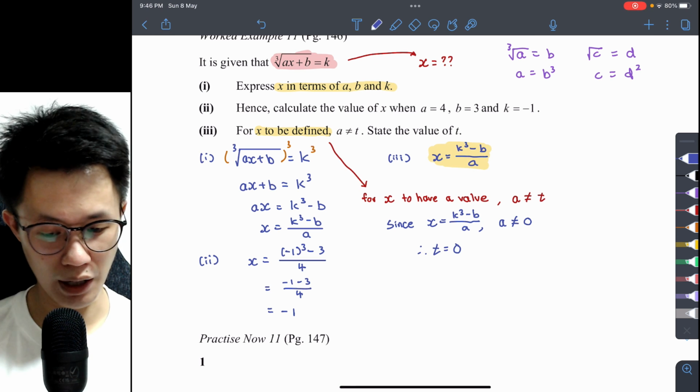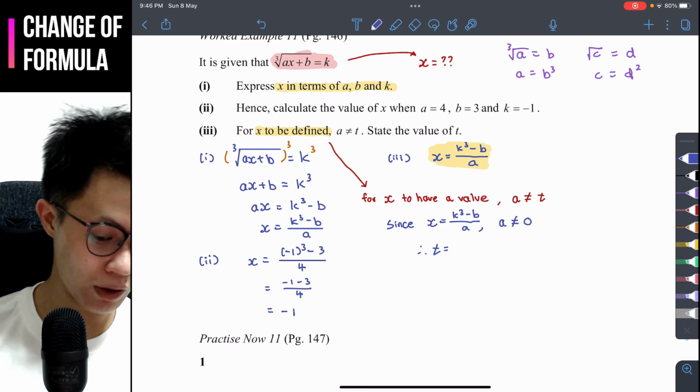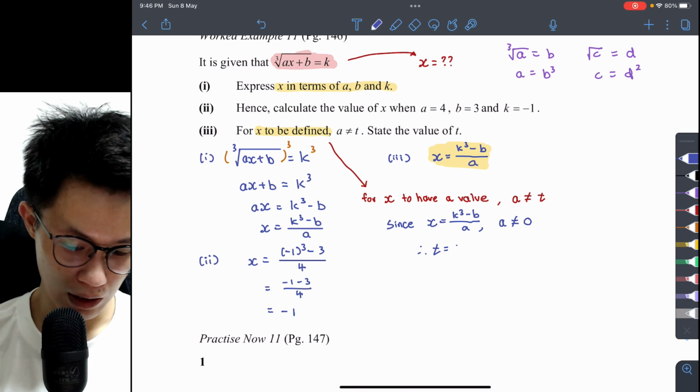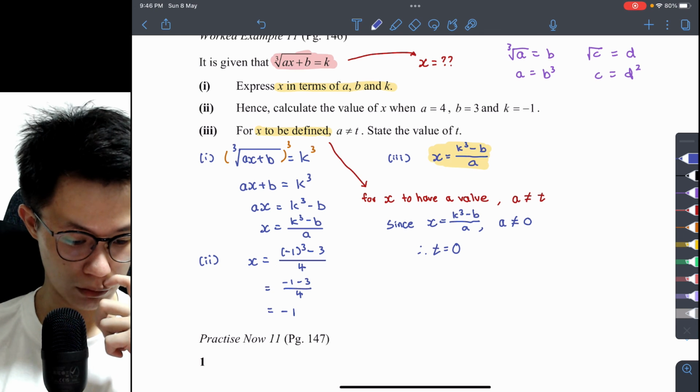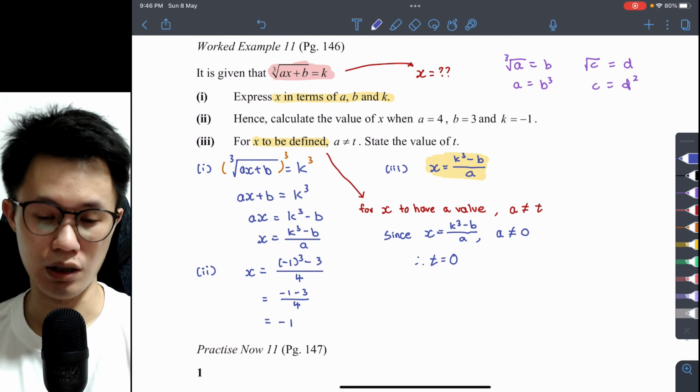Okay, we need to compare with that and say that t is equals to 0. We are not saying a is equals to t. We are saying that a cannot be equals to t. That's why t is equals to 0. Okay, something to take note here. So that will be all for example 11. Thank you.